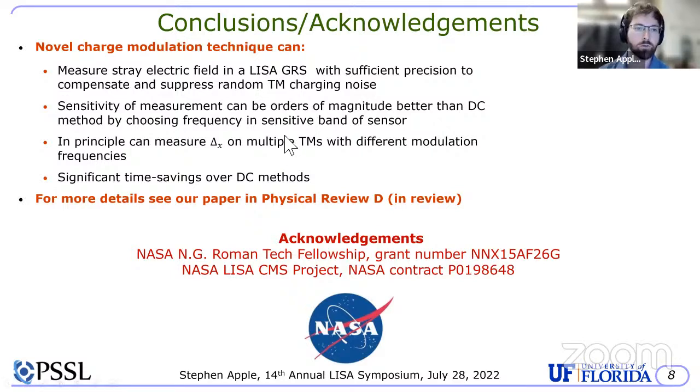And again, some of the advantages of this technique are that the sensitivity of the measurement can be orders of magnitude better than DC methods if you choose your frequency in the sensitive band of the sensor. In principle, you could measure the delta X on multiple test masses by choosing different modulation frequencies. It also offers some significant time savings over DC methods.